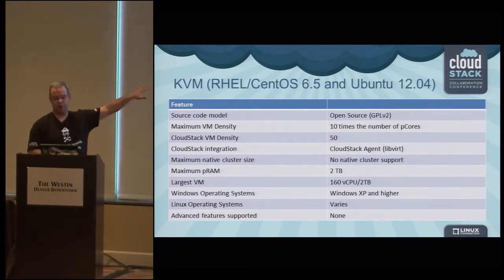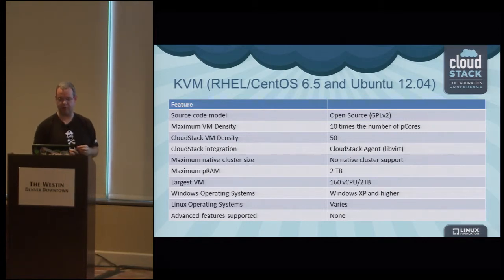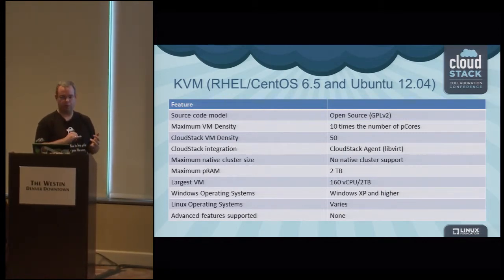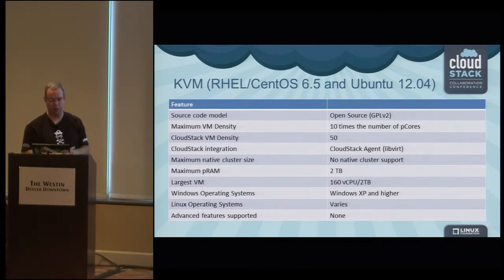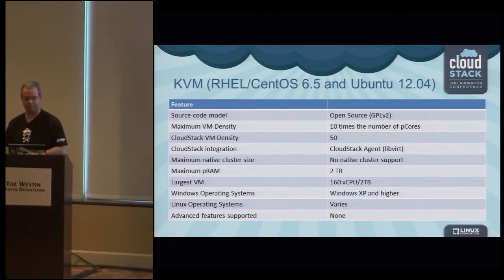So KVM, and this is specifically looking at CentOS 6.5 as well as the LTS version of Ubuntu 12. The maximum VM density is whatever your physical cores are, multiplied by 10. CloudStack will only, by default, let you run up to 50 per host. You can change that in the config variables. Its integration is through libvirt, but there is a CloudStack agent, which means that on every KVM host, you have to have a CloudStack agent installed, which also means that you have to be sensitive to things like upgrade outages and so forth. None of the advanced features that, for example, you might get with Red Hat Enterprise Virtualization are supported within this because it's libvirt, not oVirt, that we're integrating with. And the operating systems are pretty broad as well.